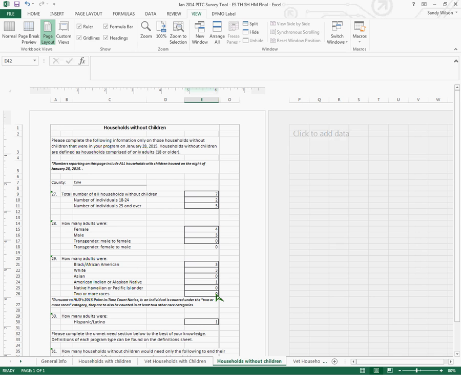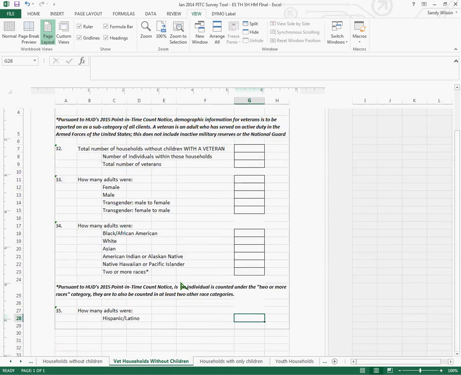So now I have finished entering the data on all of the households that met the definition for my household type of households without children. Now, I need to look at the subcategory of veteran households without children. And to do that, what I'm going to do is I'm going to focus specifically on these 7 households, and I'm going to determine, do I have any of those households that have veterans in them?